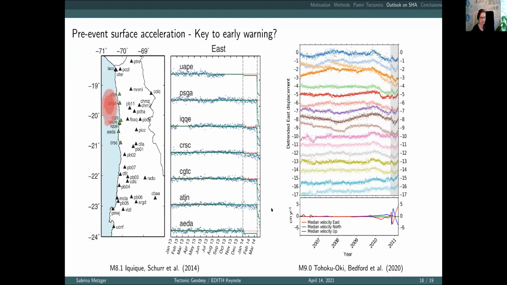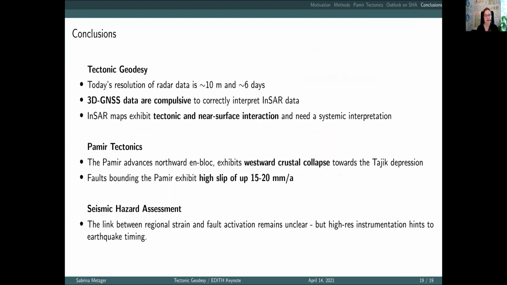Yeah, that's it. So coming to the conclusions for the tectonic geodesy, or the InSAR and GNSS data, we now reach a resolution of a few meters and a few days. So that's great. But what's also important is that if we want to derive these really nice InSAR rate maps, we also have to have high quality GNSS data, because we need this three-dimensionality to correctly tie our rate maps to the ground. And that's particularly important for looking at small signals, at interseismic signals, at long wavelength strain build-up signals. But once we have these maps, then they really show a lot of interaction between tectonic and near surface processes.